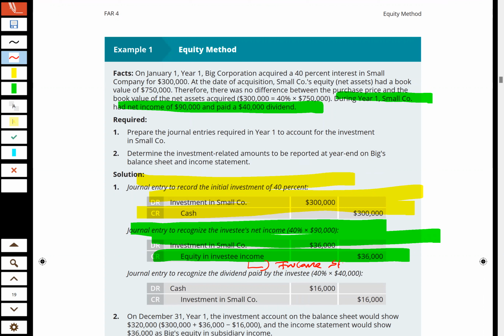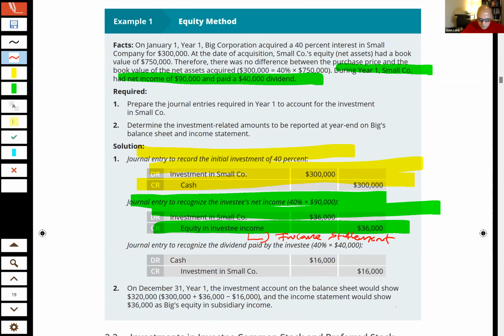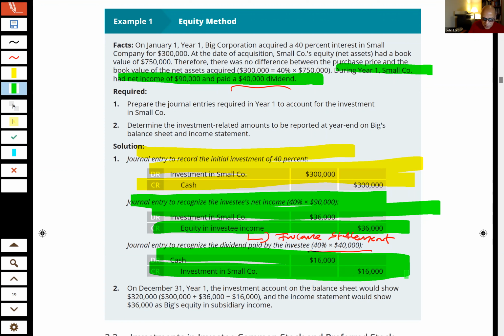Income statement. Good, that's an income statement item. It might be a non-operating item, but it's on the income statement. I'll report that 36,000. And then since they told us there was a 40,000 dividend, we take that 40,000 dividend times the 40%, which gives me 16,000, and I reduce the investment.